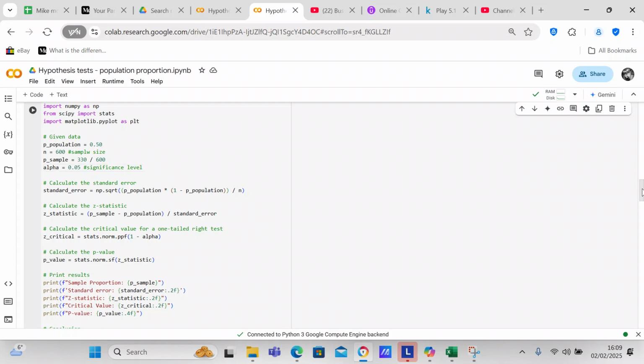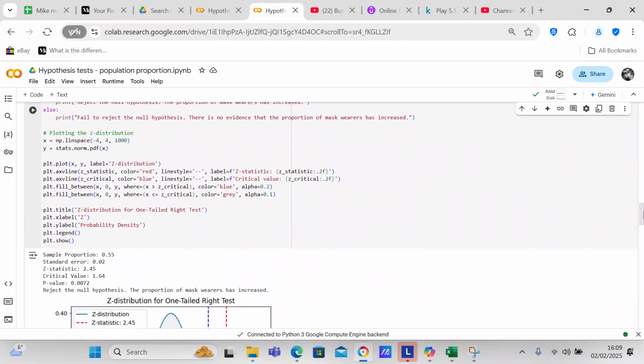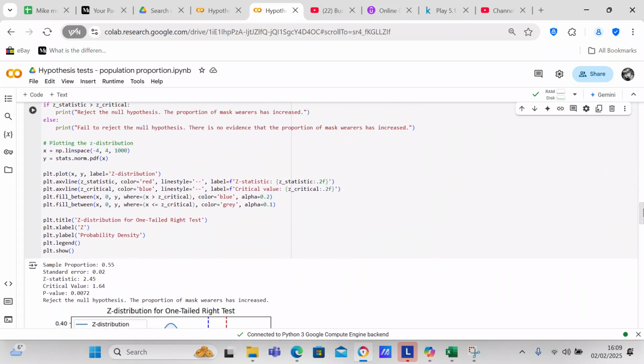Now we're going to calculate our standard error. Standard error equals np.sqrt of population times 1 minus population divided by N. And N is your number of samples. So your standard error is 0.02.